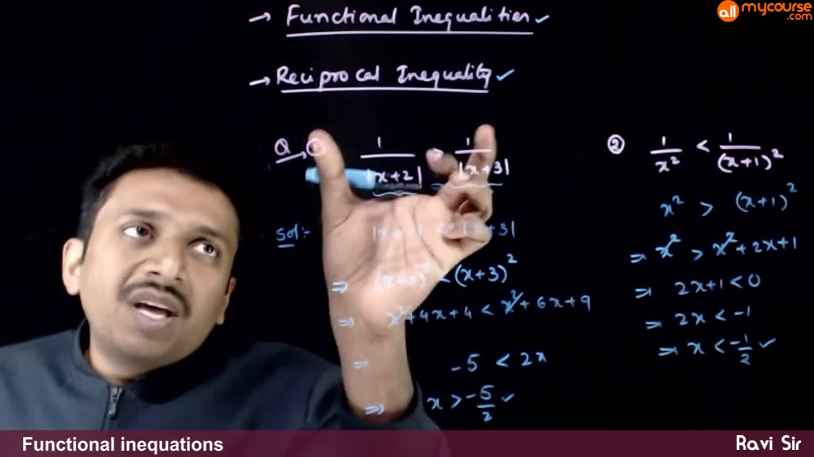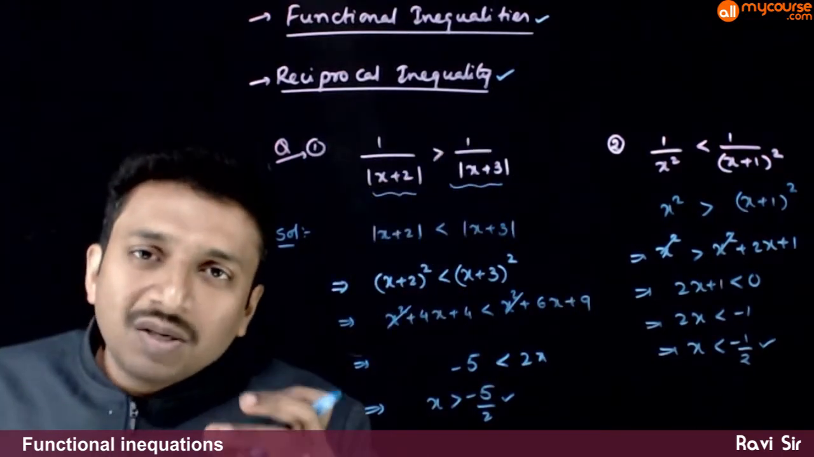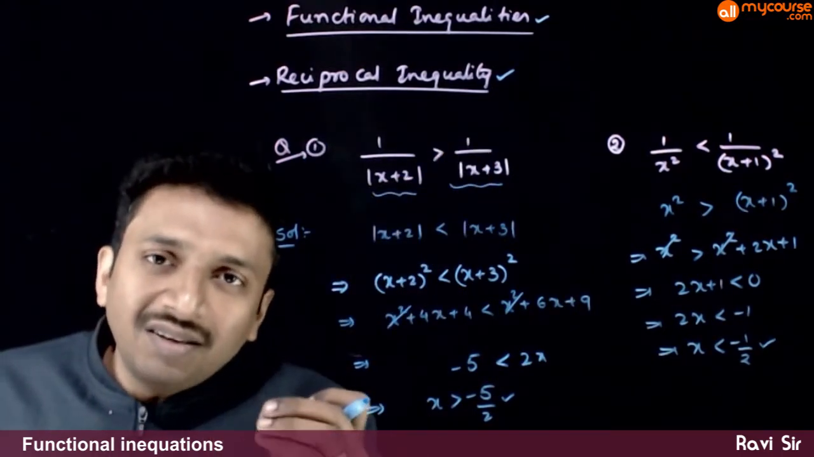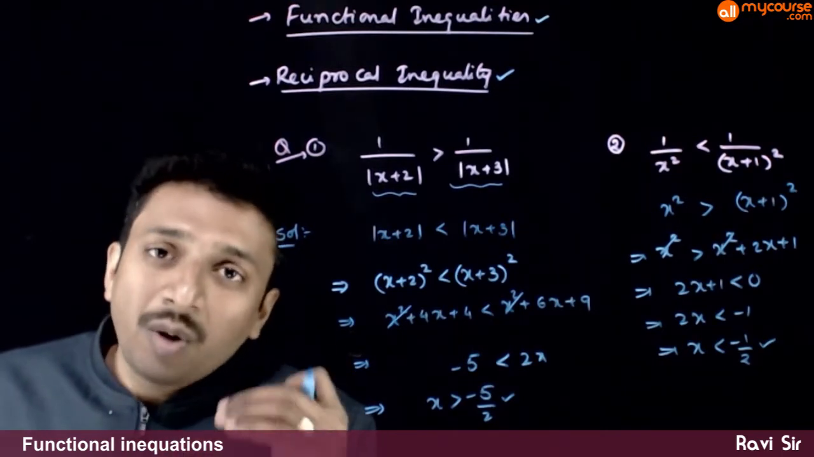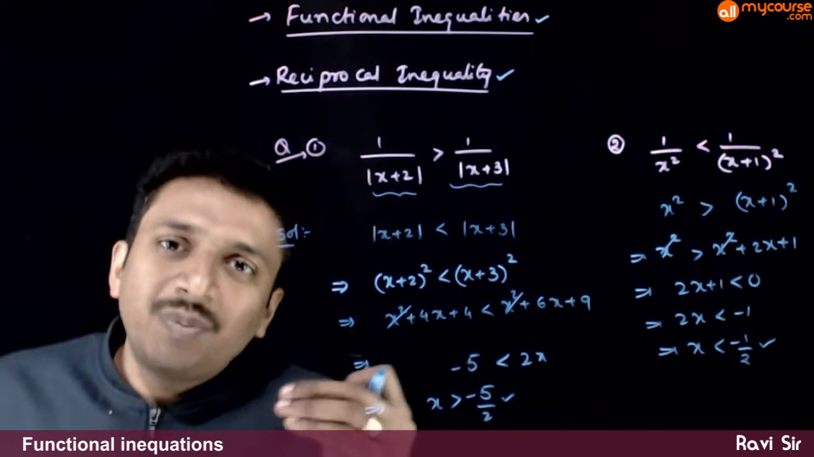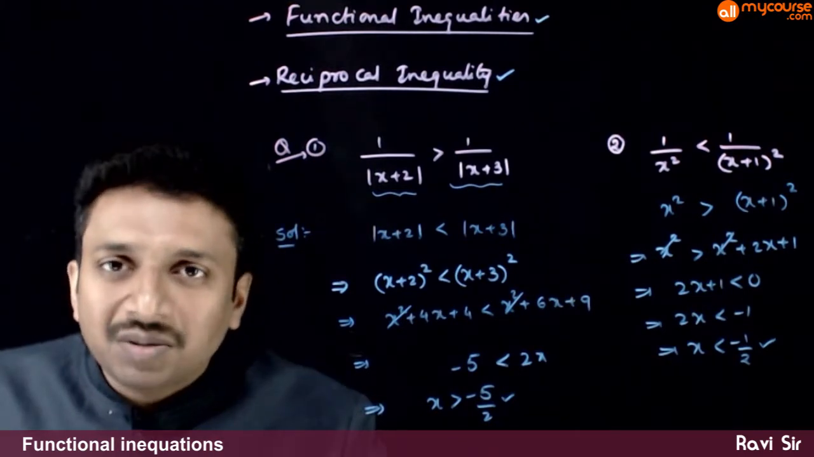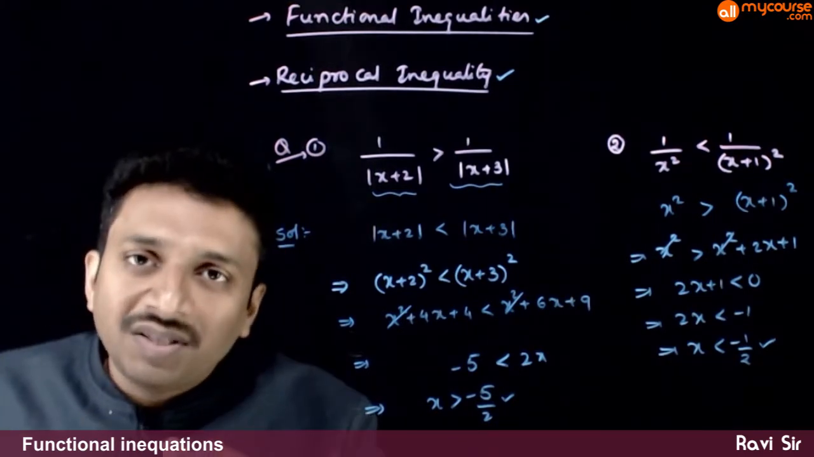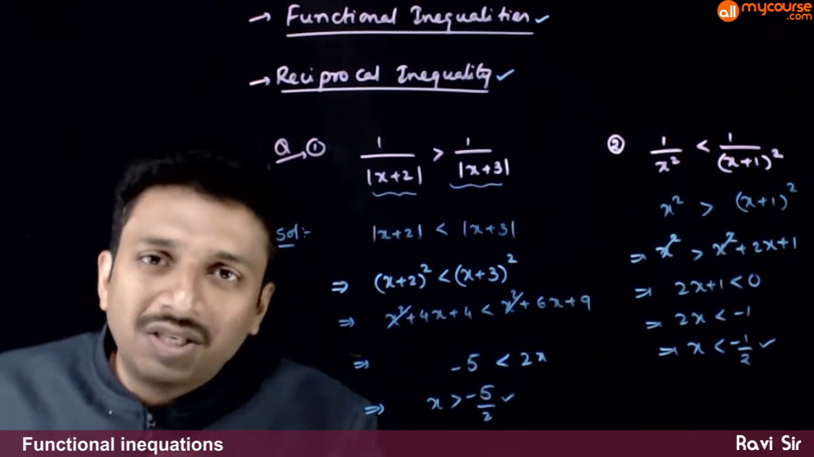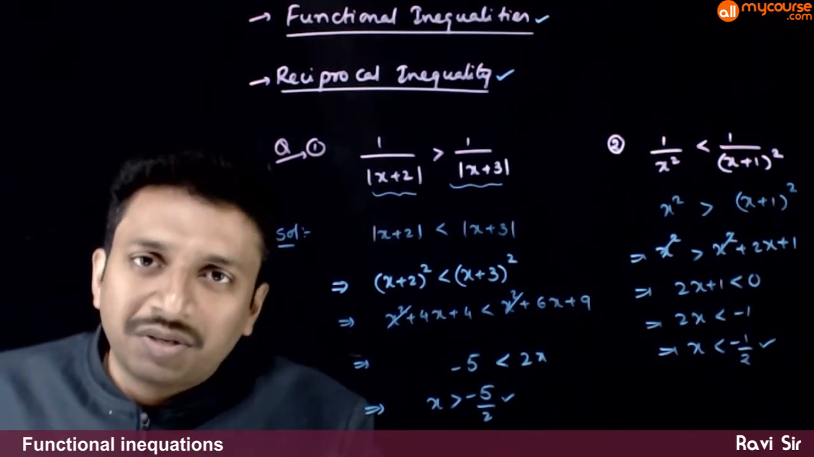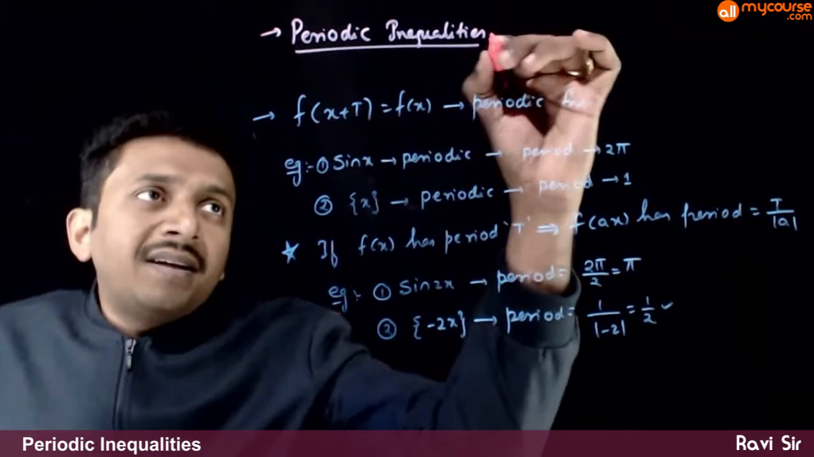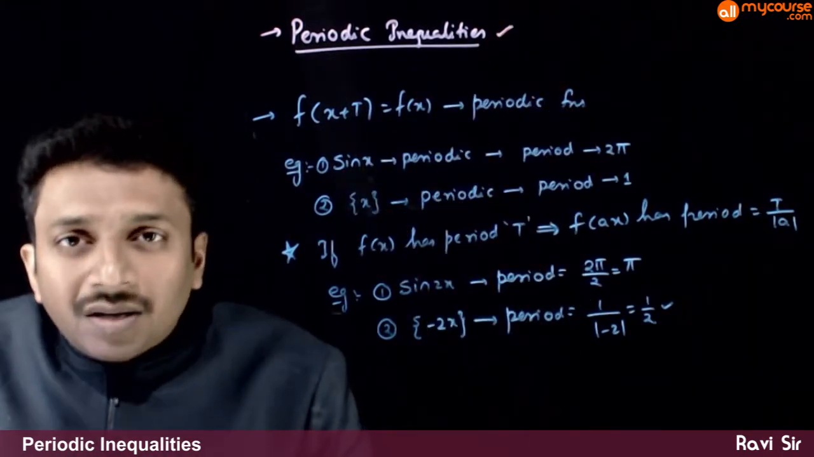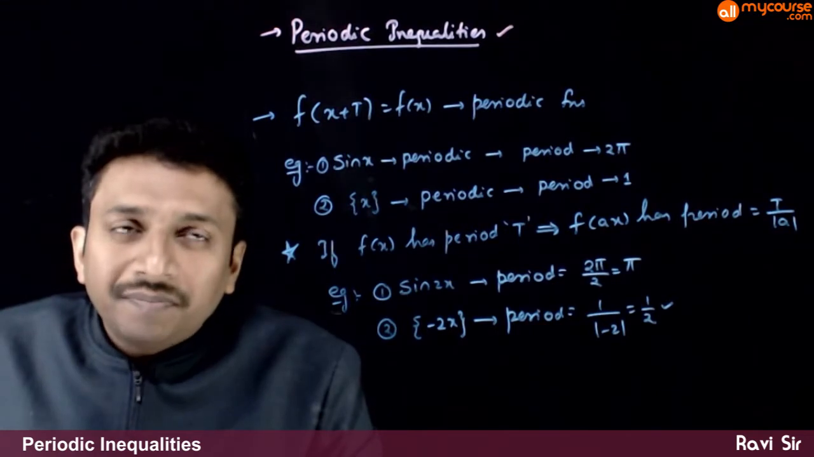In this way, we can use reciprocal inequalities. What you need to understand is the theory that we have learned. If both the numbers are positive or both the numbers are negative, if you reciprocate, the sign of inequality changes. If one number is positive and the other number is negative, the sign of inequality does not change when you apply reciprocation. So now, let us look at the next type of inequality called periodic inequality.